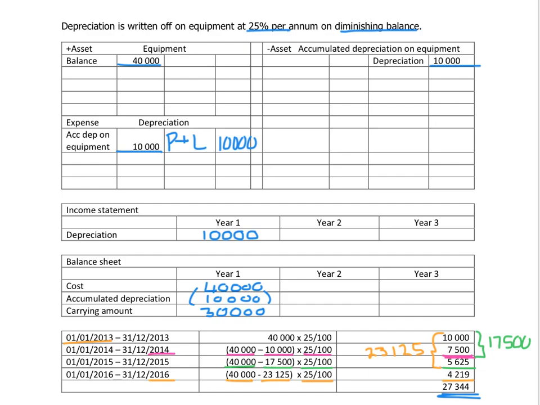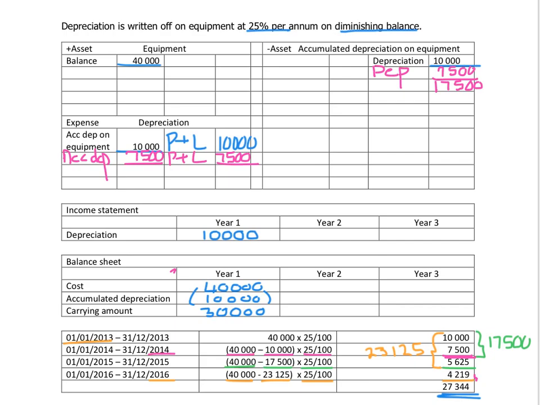In year 2, we calculated the depreciation as 7,500. So I will debit my depreciation account with 7,500 to increase the expense, and I will credit my accumulated depreciation account so that this accumulated depreciation can increase with the depreciation at the end of the second year. Then I will add up this total accumulated depreciation to indicate that the total amount written off from the date of purchase until the end of the second year was 17,500. The depreciation account I will credit with 7,500 to close this account, and I will transfer this to the profit and loss account to reduce the profits.